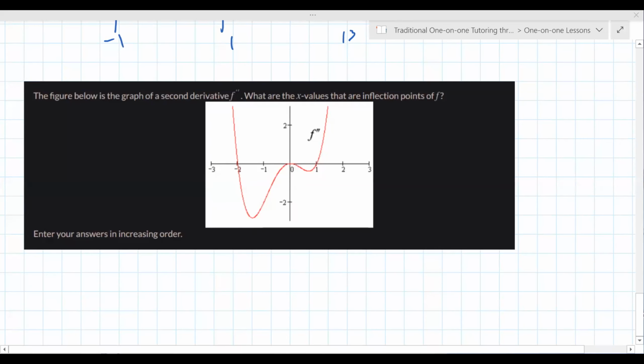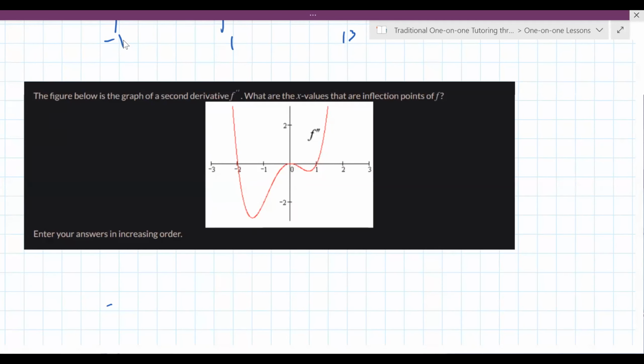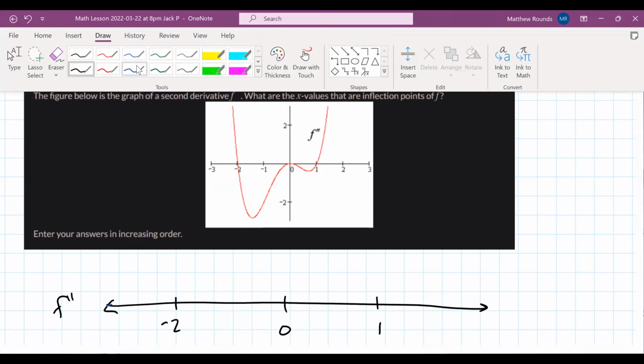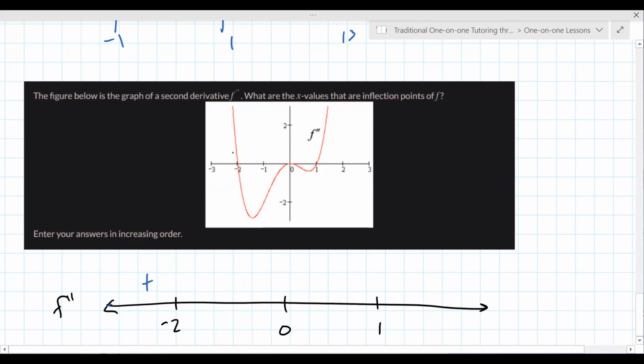What you really need to do instead is make a number line and call this the second derivative. And there's one at -2, 0, and 1. I'm going to go ahead and put in the signs here. This one's plus because it's above, minus because it's below, minus because it's below, and plus because it's above.